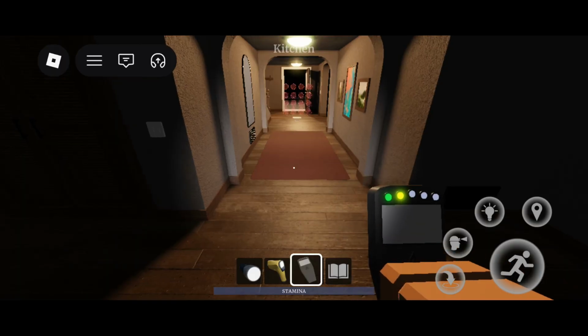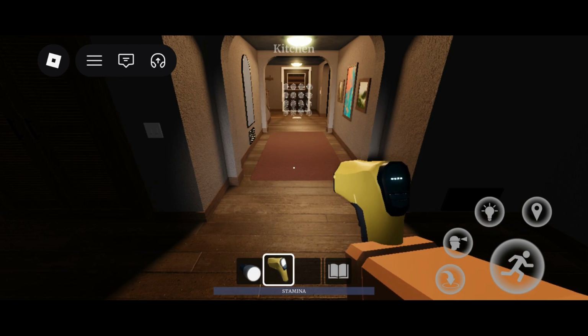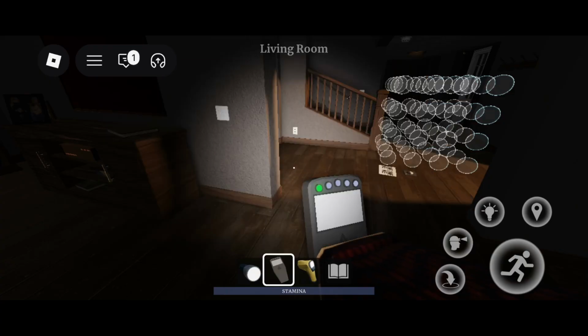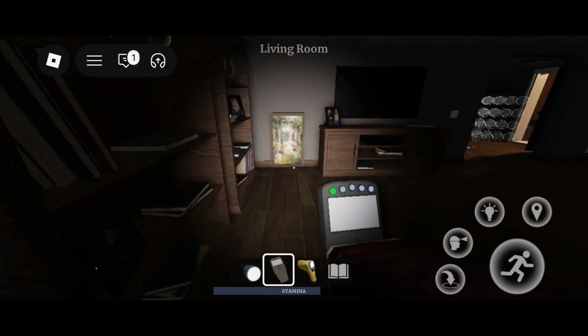So when you find the room with the thermometer, if it gets a reading with a minus in front of the number, that means it's negative temperature, which indicates that it's freezing temperature. So circle freezing temperature in the journal. If it's normal and does not have the minus symbol, that means it's not freezing temperature, so cross freezing temperature.